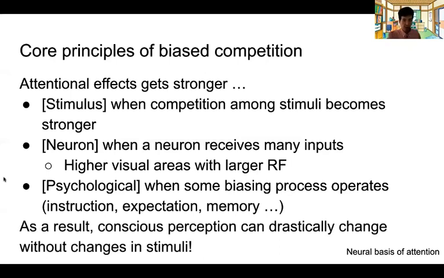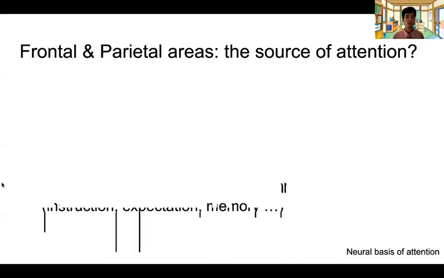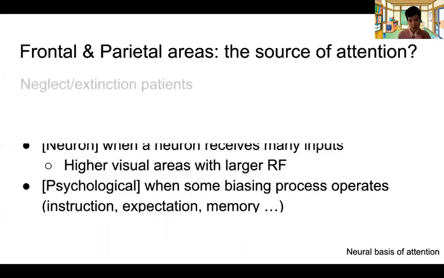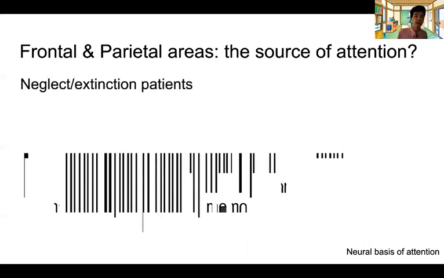And if all of the things work together, then as a result, conscious perception can drastically change without change in the stimulus, which is what we wanted to achieve. Okay. So what is the source of the biasing signal, which I haven't actually discussed yet? One of the most likely candidates is this frontal or parietal area. And when they are impaired, some of the patients exhibit neglect or extinction. And that's what we're going to see with the video.